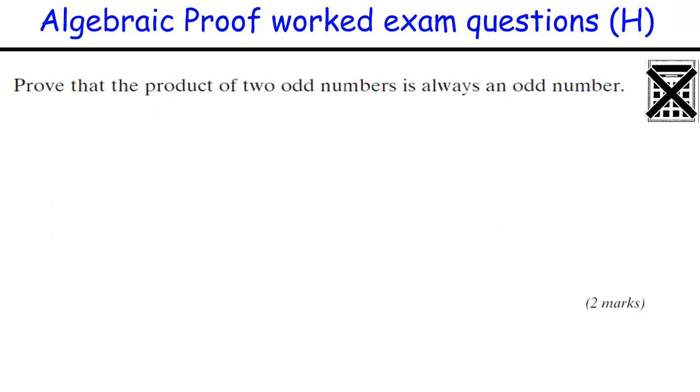Let me prove that. Prove that the product of two odd numbers is always an odd number. No extra help there, so this is quite tricky to know what to do, but most of these odd even questions are to do with using even numbers. So if we say n is even and m is even, then our two odd numbers could be n plus 1 and m plus 1.